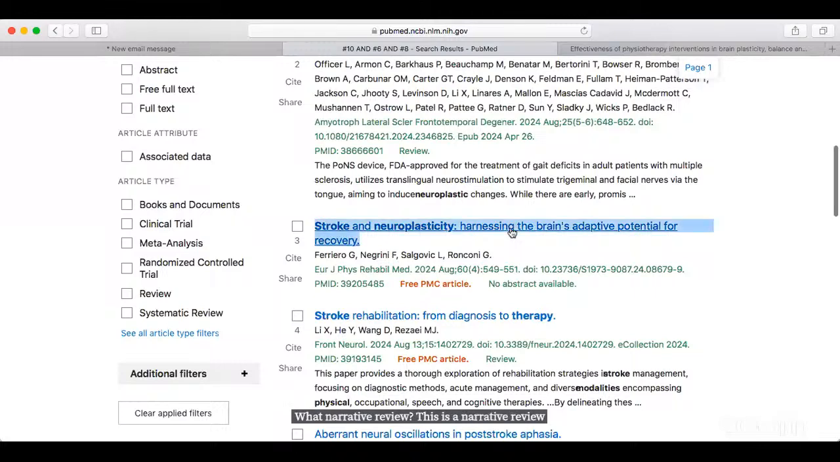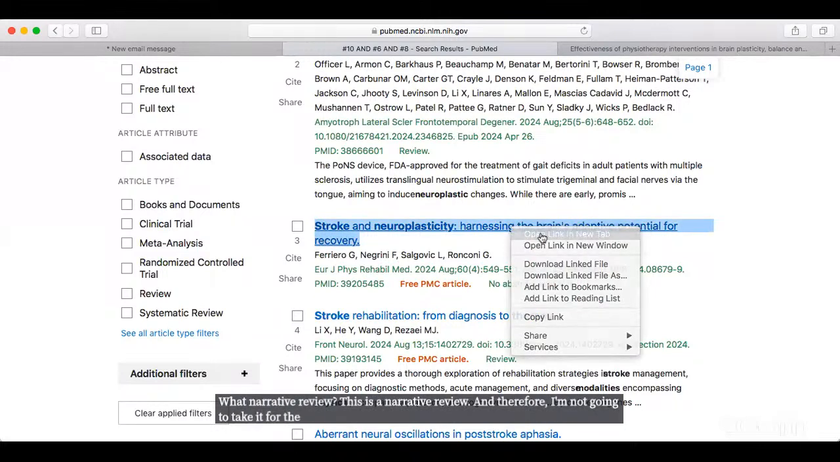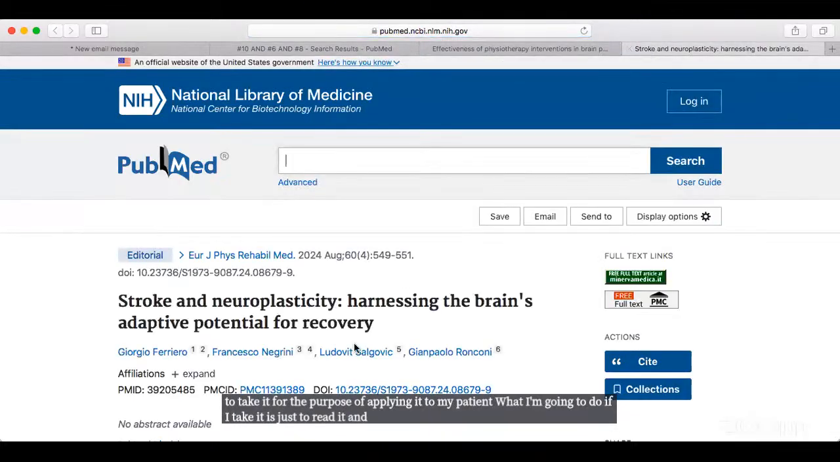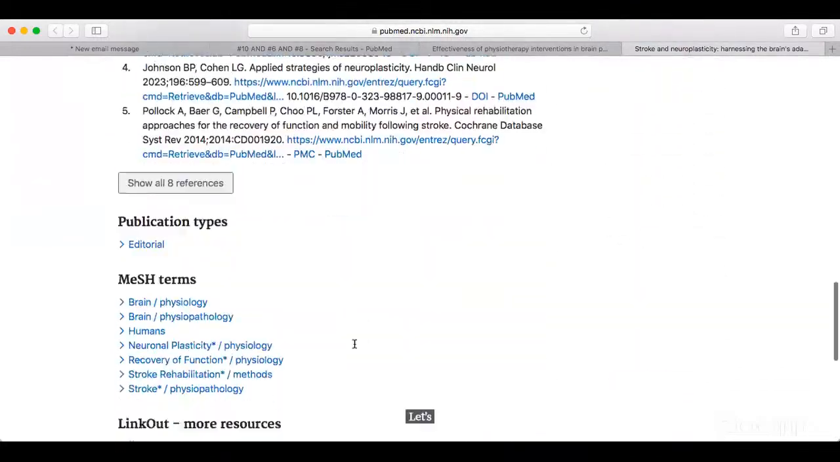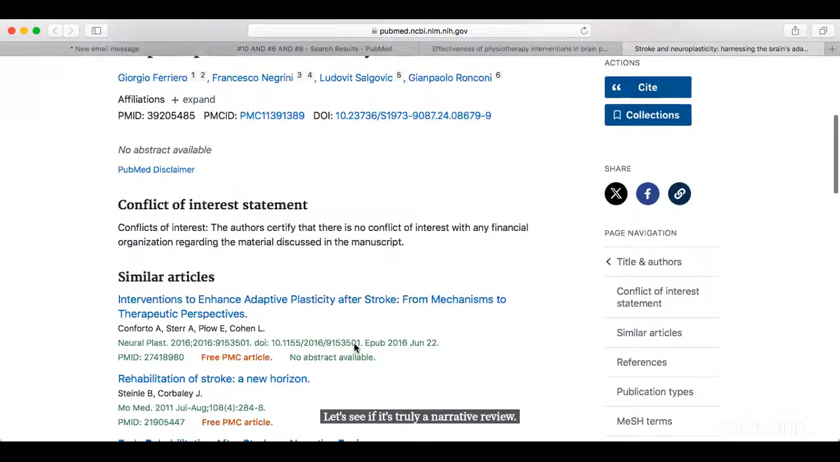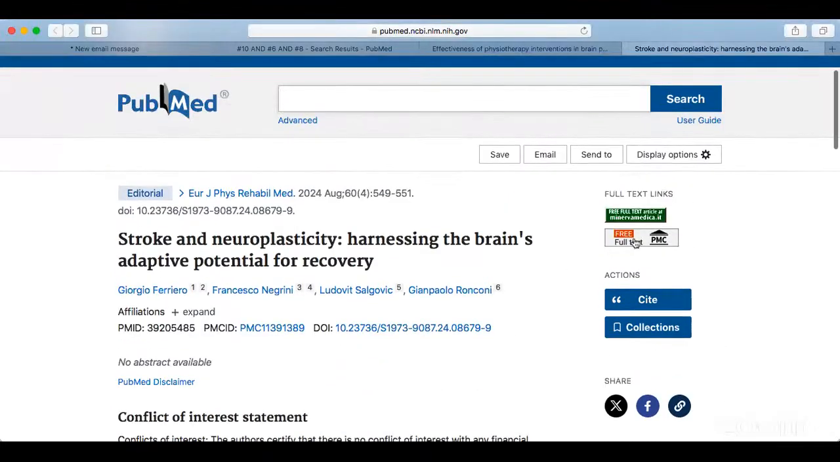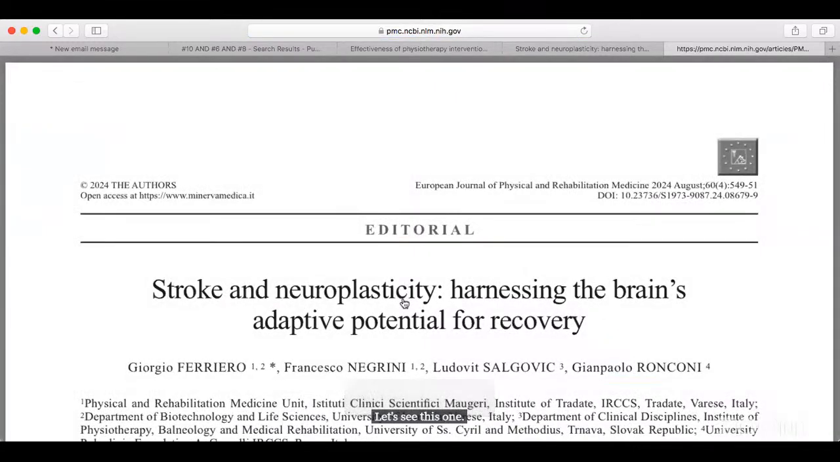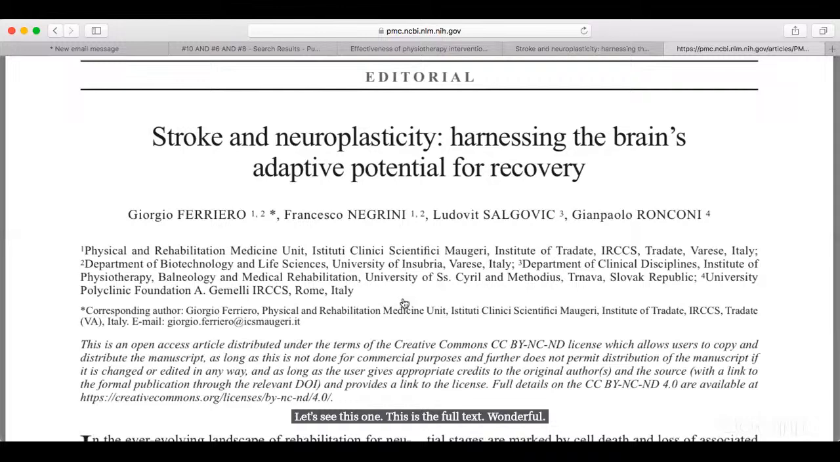And therefore, I'm not going to take it for the purpose of applying it to my patient. What I'm going to do if I take it is just to read it and understand concepts. Let's see if it's truly a narrative review. I know it is, only that it might take me a while to get the full text. Okay, good. So can you see in some, we can be able to get full text directly. Let's see this one. This is the full text. Wonderful.